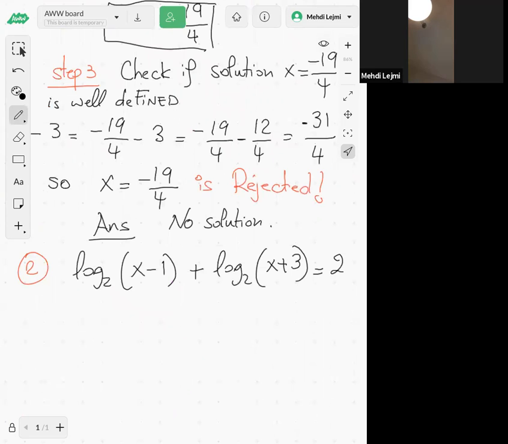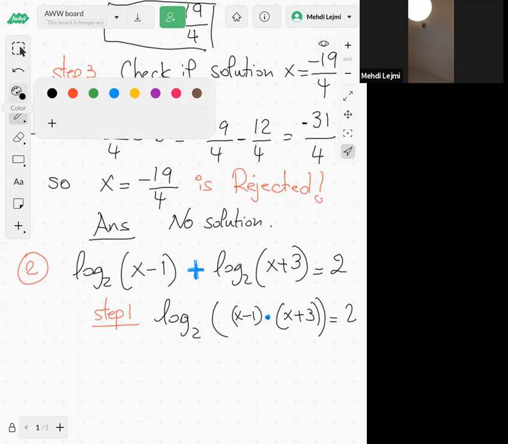So for step 1, we're going to use our formula. We're going to combine these two logs. Because this is a plus, we're going to multiply the x minus 1 by the x plus 3. So it's going to be log in base 2 of x minus 1 times x plus 3. Again, because of plus, it's a product, it's multiplication here, and this is equal to 2.